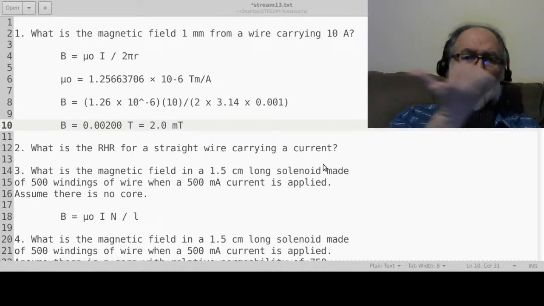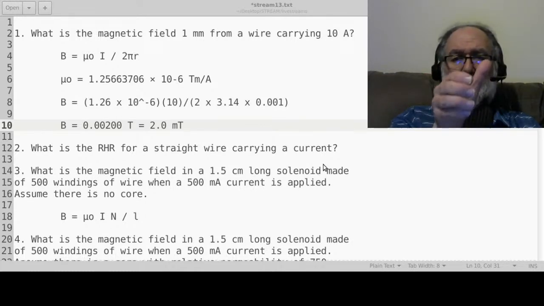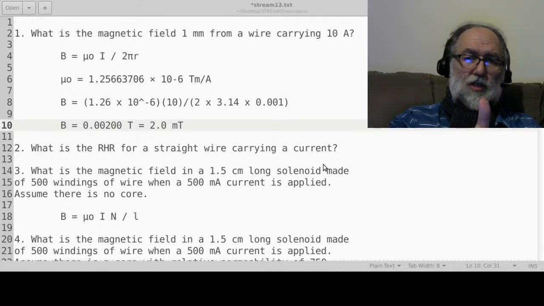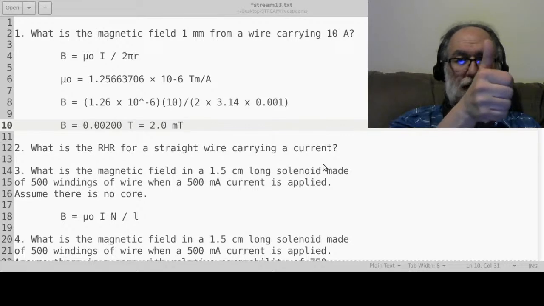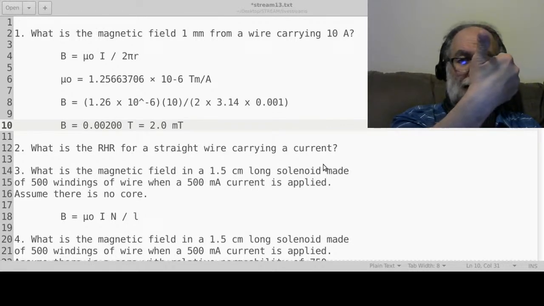So you point your thumb in the positive direction of the current, and the fingers of your right hand curl around. Imagine the current is going up. So I'm going to point my thumb up, and this is my right hand, and then the fingers of my right hand would curl around like that, and that's the direction of the magnetic field. See how my finger is pointing that way? So the magnetic field is like that, the direction of my fingers.